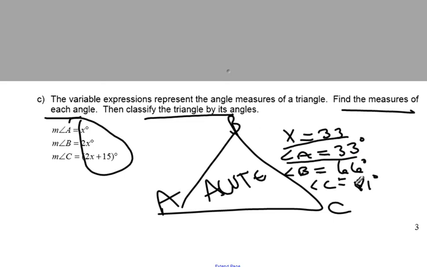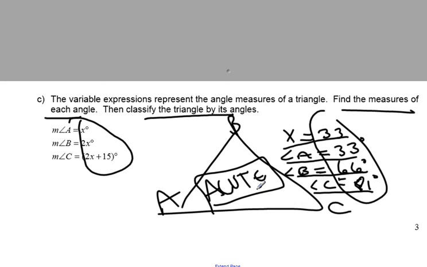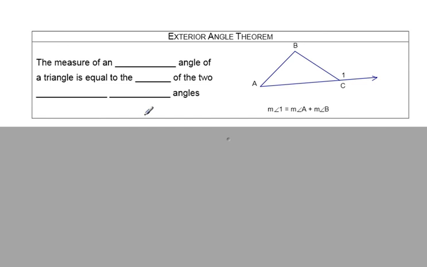Okay, you should have gotten that x is 33, angle A is 33 degrees, angle B is 66 degrees, angle C is 81 degrees, and because these are all less than 90 degrees, this is an acute triangle. If you don't understand how I got these answers, just go ahead and raise your hand and let me know, or ask a neighbor.